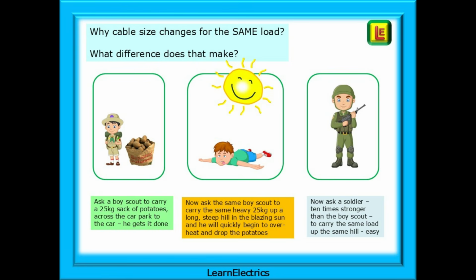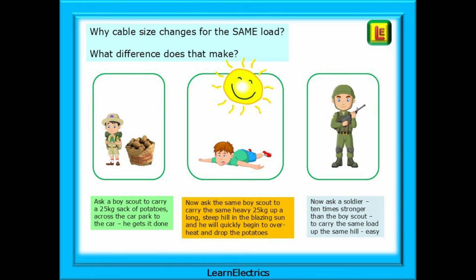Now ask the same Boy Scout to carry the same heavy 25 kilograms up a long steep hill in the blazing sun, and he will quickly begin to overheat and drop the potatoes. How do we solve the problem of the overheated Boy Scout? How about if we now ask a soldier, 10 times stronger than the Boy Scout? He will carry the same load up the same hill. He trains day in, day out to carry heavy loads, to run up hills in the sun with all his kit on. Easy. A 25 kilogram sack of potatoes is not going to be a problem.